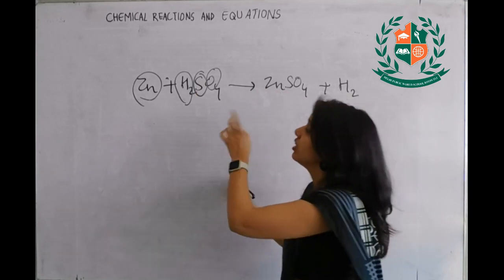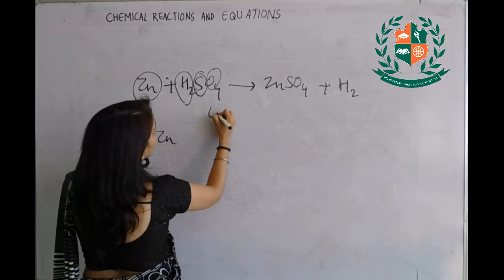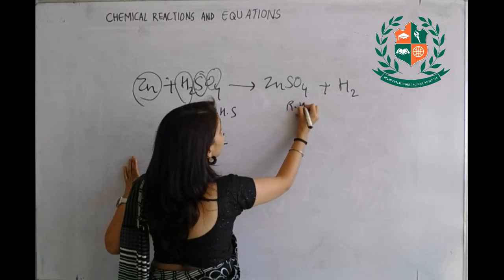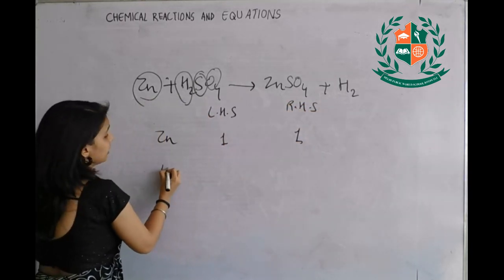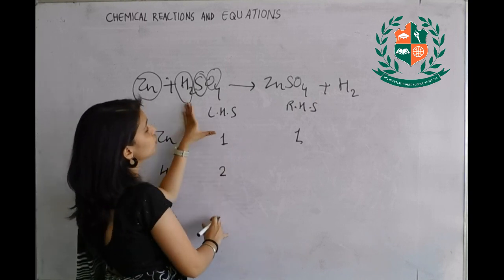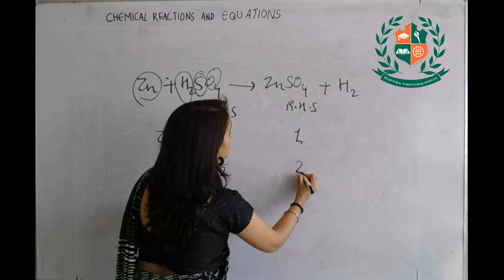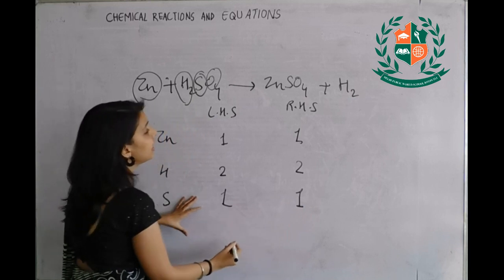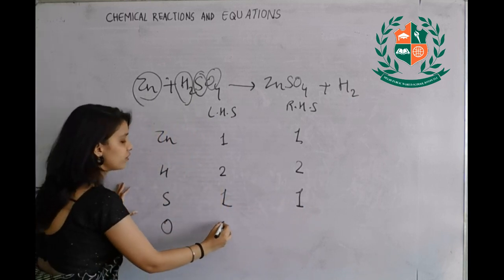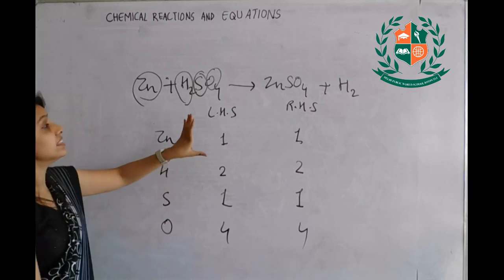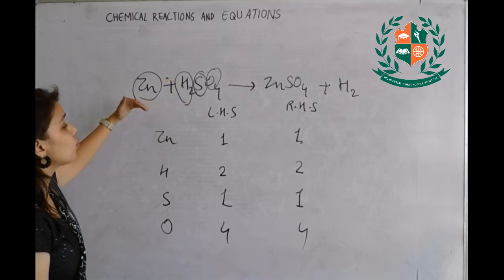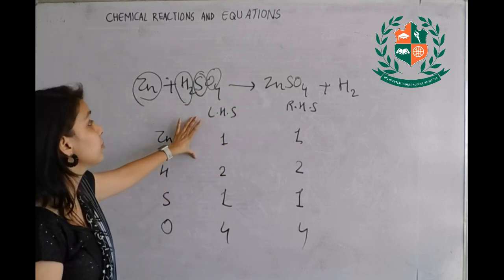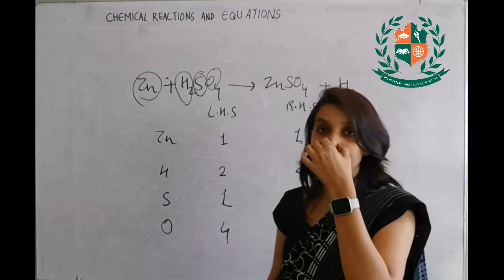For example, here we have one zinc atom on the left hand side and one on the right hand side. In the case of hydrogen, we have two atoms on the left hand side and two on the right hand side. Then comes sulfur, one on the left and one on the right, and at the end oxygen, 4 on the left and 4 on the right. So the total number of atoms of each element on the left hand side and the right hand side is the same. That means this is a balanced chemical reaction.